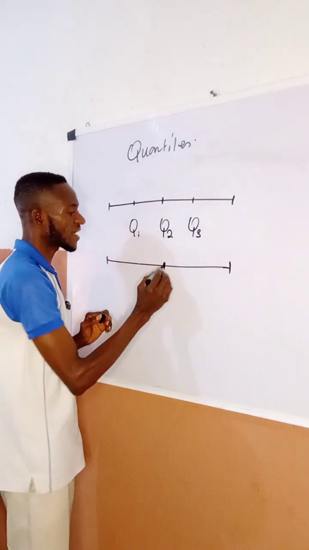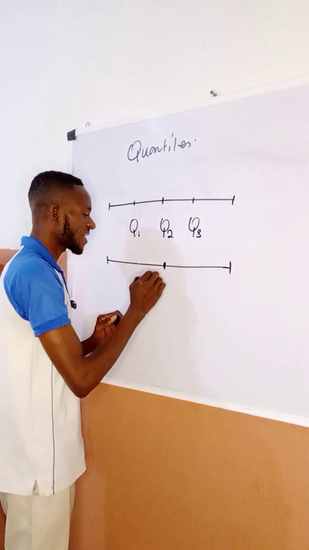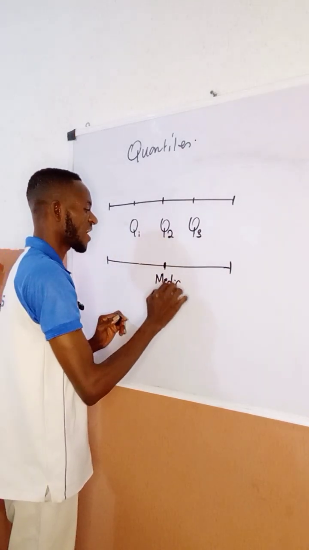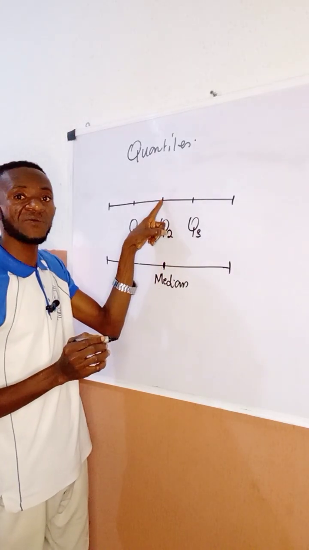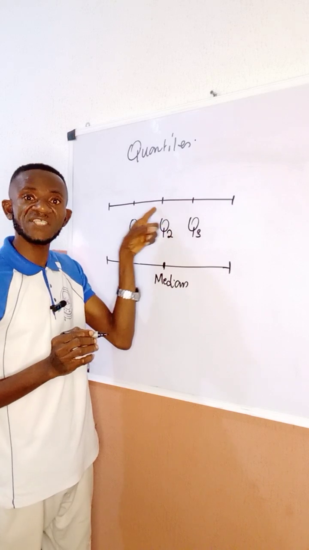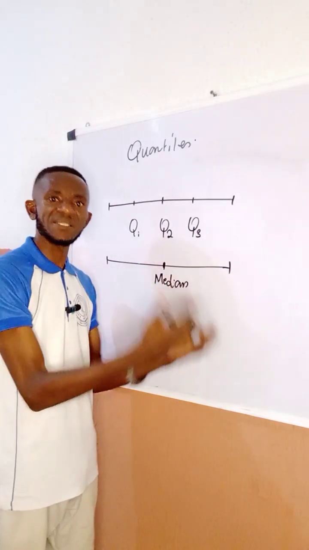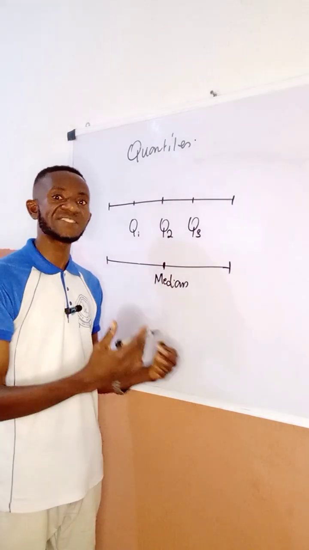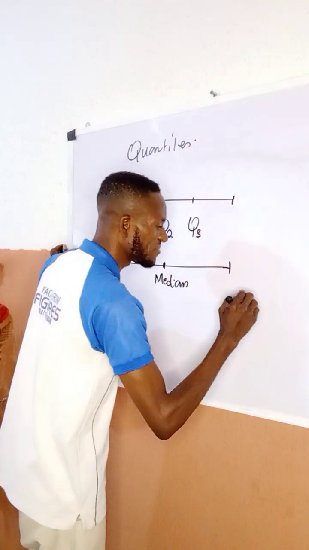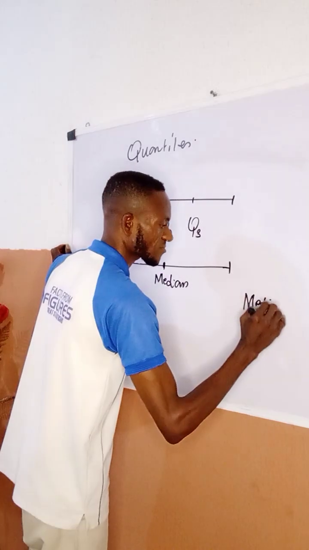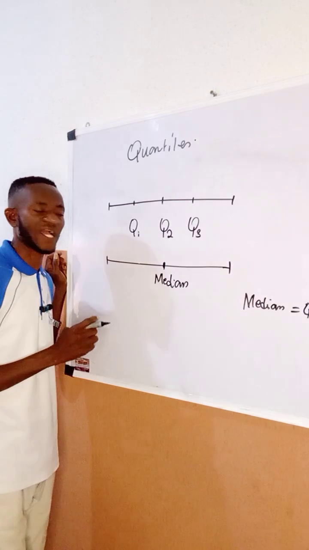And if you trace this line up now, this line agrees with the second quartile. Of course, here is what we call the median. So now if you watch, this median line, if it is drawn up, coincides with the second quartile. Therefore, the second quartile is the same thing as the median, or the median is the same thing as the second quartile. So oftentimes you see people write that the median equals Q2, the second quartile.